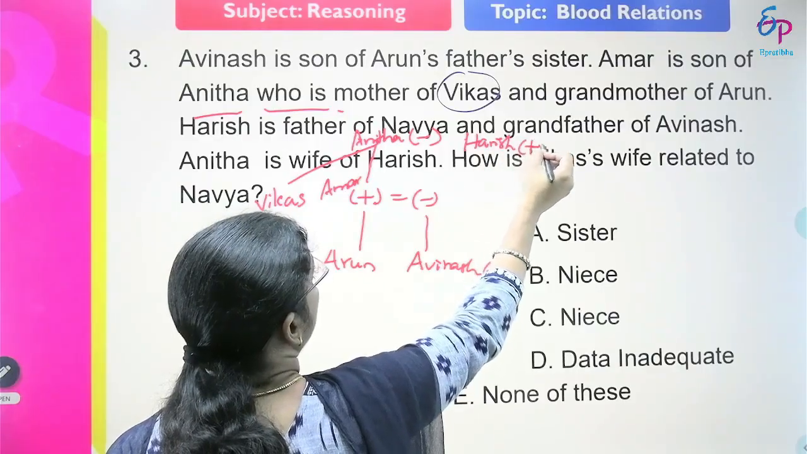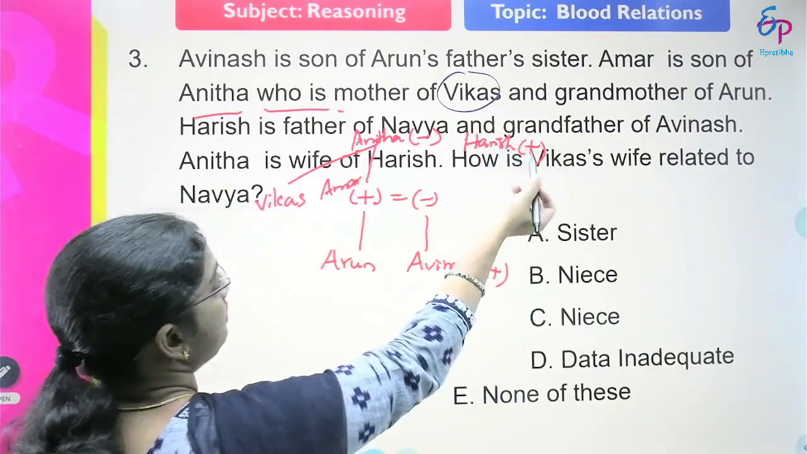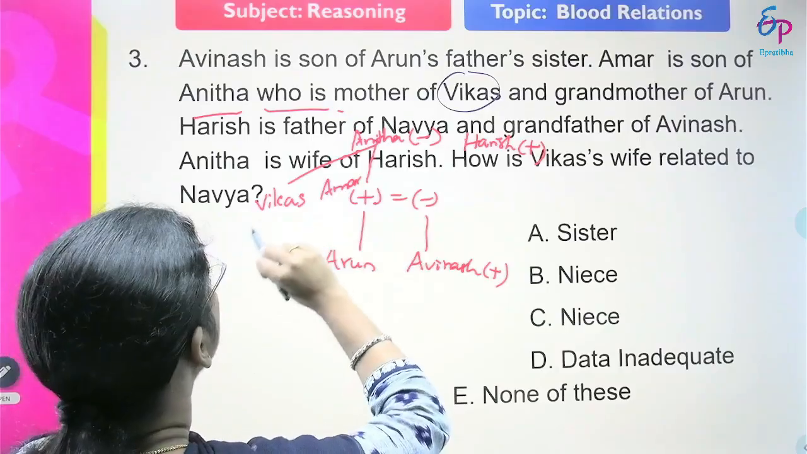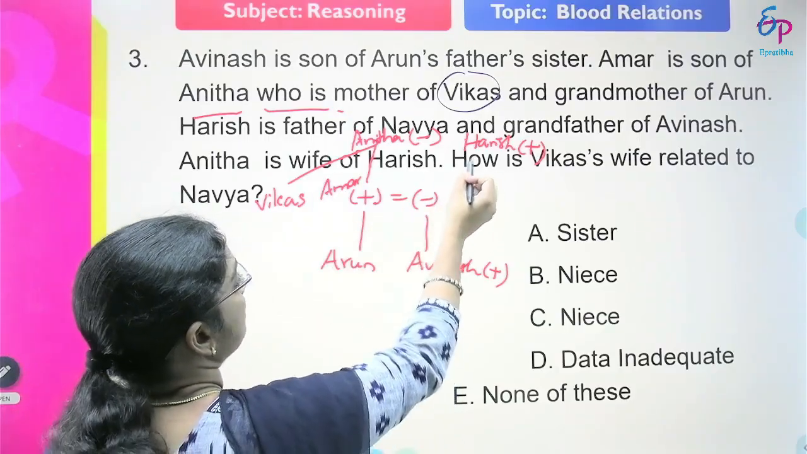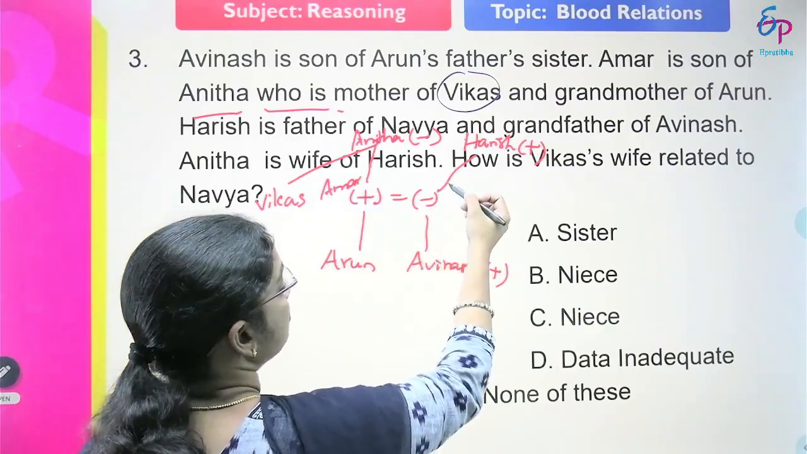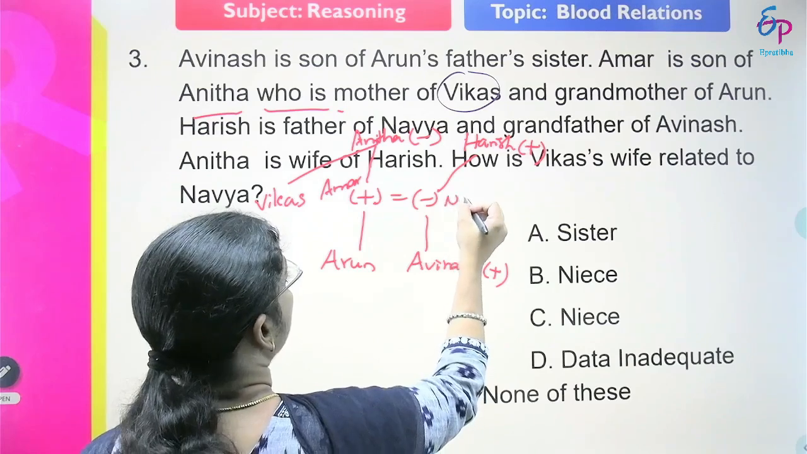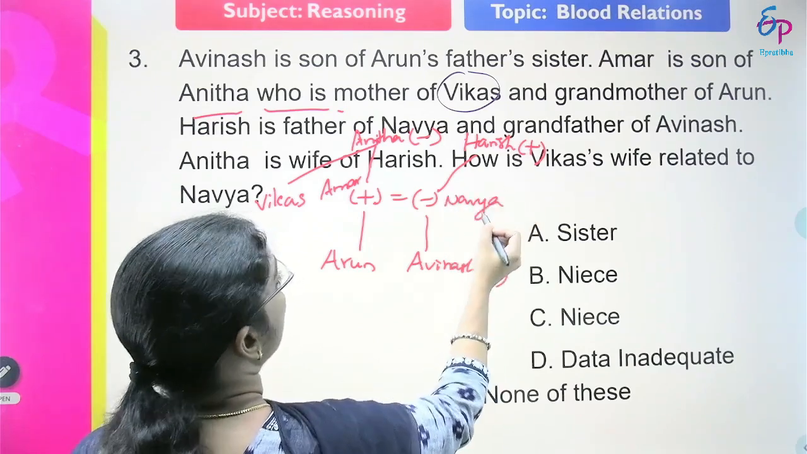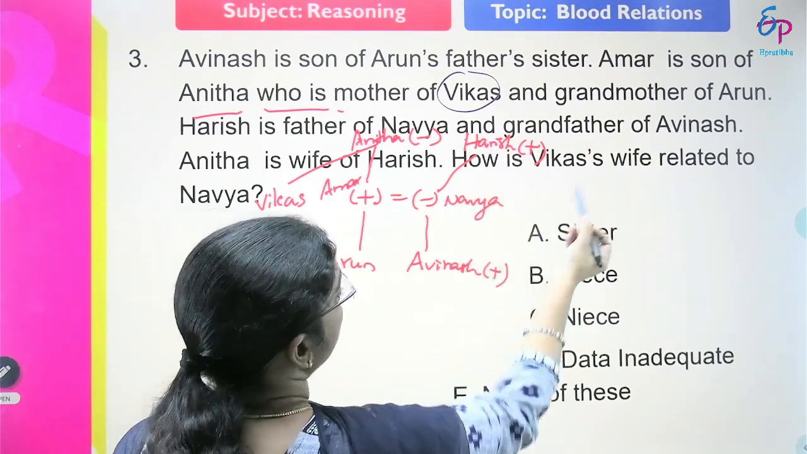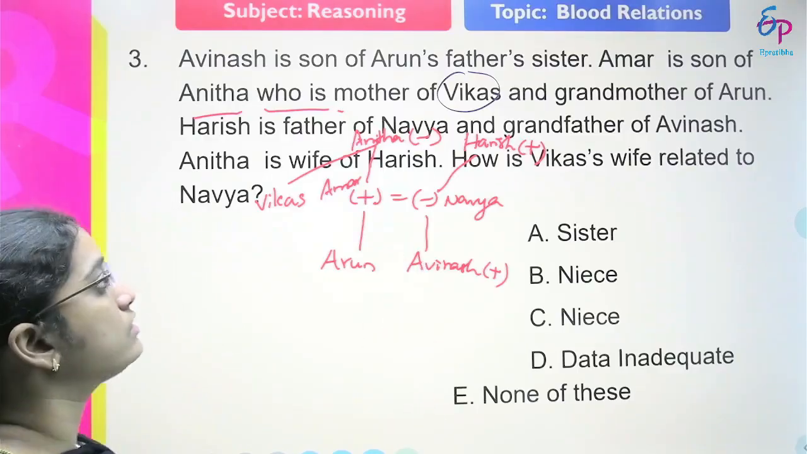Harish is grandfather of Avinash. Okay, in before generation, and then before that Harish is father of Navya. Yes, here we are having one female person in second generation. So I want to take Navya here. Okay, Harish is father of Navya and grandfather of Avinash. Yes, both conditions are satisfied.